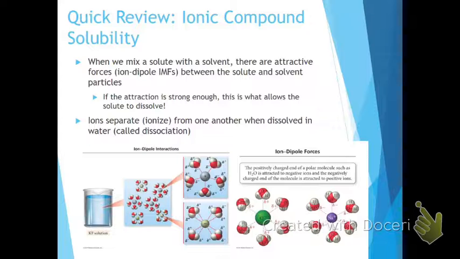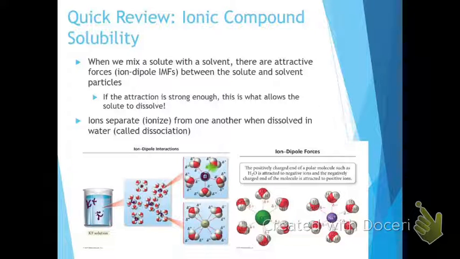So we can see that down in our picture here. We have a KF solution. Each of our ions of K and F, so that's what's in the middle here, have been separated from each other. So it's actually individual K plus and F minus ions separated, floating around in there. And they get surrounded by the water molecules. When the attraction between the ion, which is in the middle here, to the dipole of water is strong enough, things are going to dissolve.